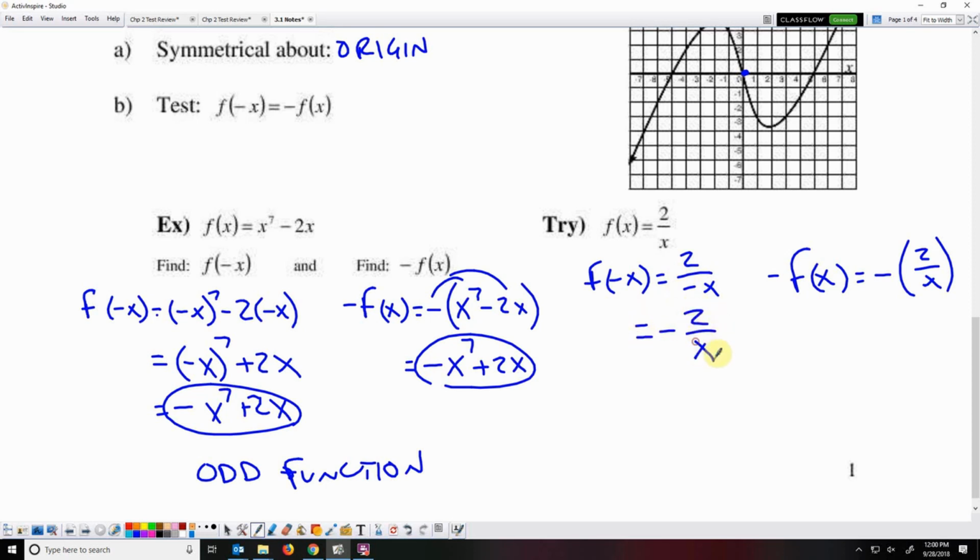So this is a negative fraction. And this, I can put this negative top, bottom, or in front. This is a negative fraction. They are the same. So f of opposite of x and opposite of f of x are the same. So this does have symmetry with respect to the origin. So it is an odd function.